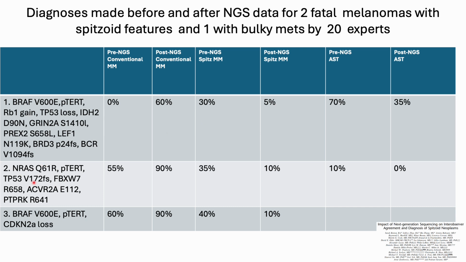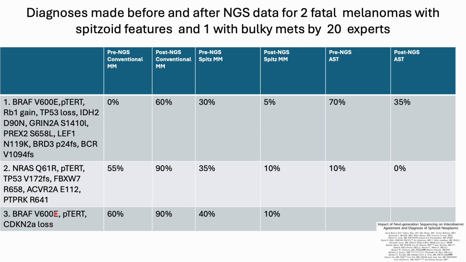So this was the second case that I showed you, with the bulky metastases to the parotid. This 10% pre-NGS thought atypical Spitz tumour. That dropped to 0 once the experts had the molecular information. Pre-NGS, 55% thought conventional melanoma. That went up to 90%, knowing that it was an NRAS lineage tumour. And again, the Spitz melanoma diagnosis dropped from 35 to 10%.